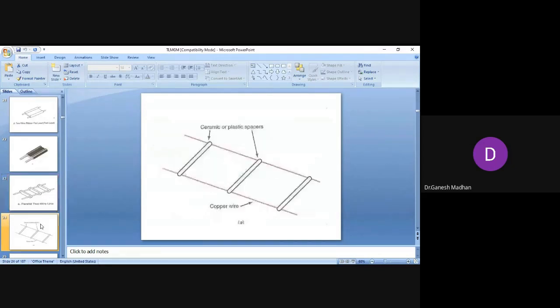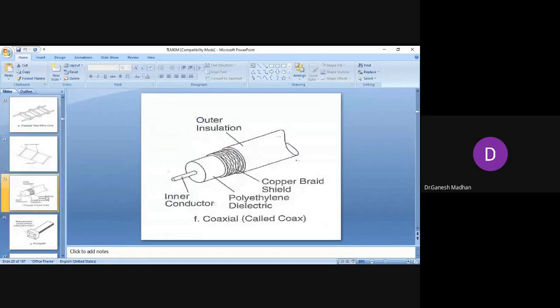This is also another. See, these ceramic or plastic spacers are maintained at constant distance so that the distance between the wires is not varied, it is fixed. So the distance between the two conductors is maintained constant by these spacers. And once again, we have the coaxial cable.